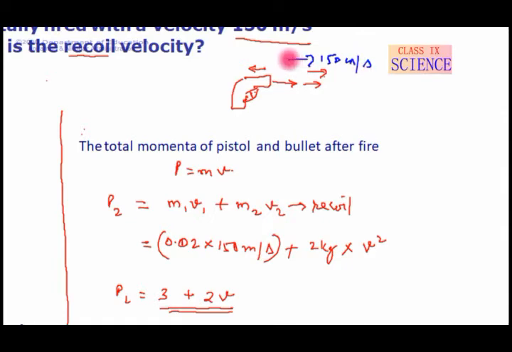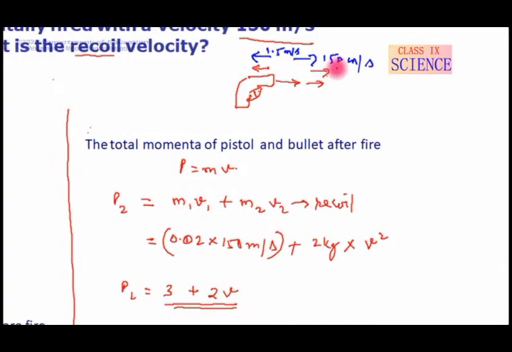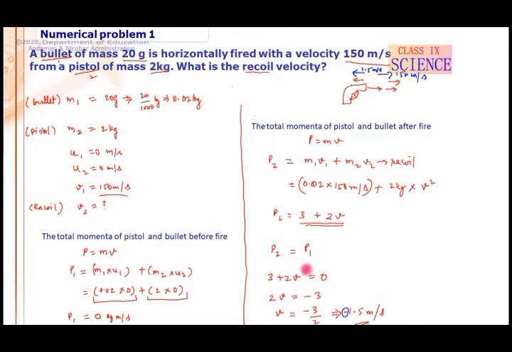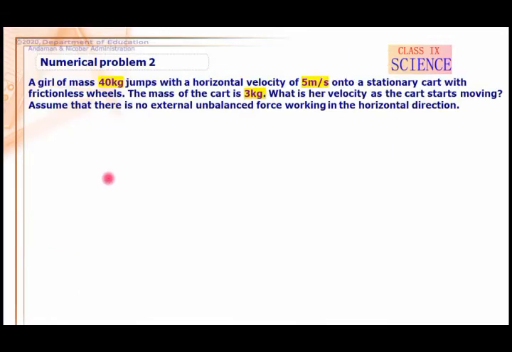If the velocity is in this direction at 150 meter per second, then the velocity acquired by the pistol is in the opposite direction. It is 1.5 meter per second its velocity, but its direction is opposite to the direction of the bullet. So this way we can understand the negative sign in the recoil velocity. So when a bullet of mass 20 gram is horizontally fired with a velocity of 150 meter per second from a pistol of mass 2 kg, then the recoil velocity will be 1.5 meter per second in the opposite direction. Look at the second numerical problem.